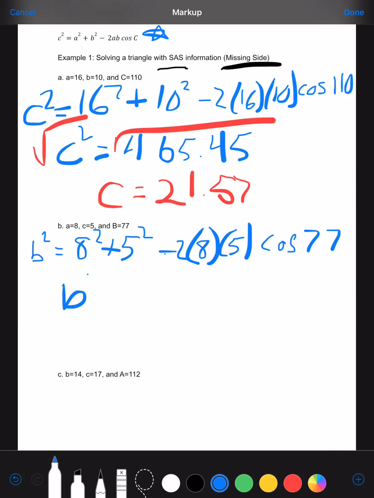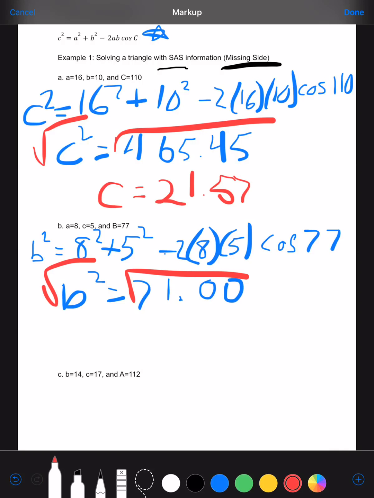Again, we're going to get a big number, which is okay. Well, this one's not as big as the last one, but it's 77.00, which you really don't need, but why not? Then we're going to square root both sides. So we're going to get second, x squared, 77. So our answer is b is equal to 8.77.